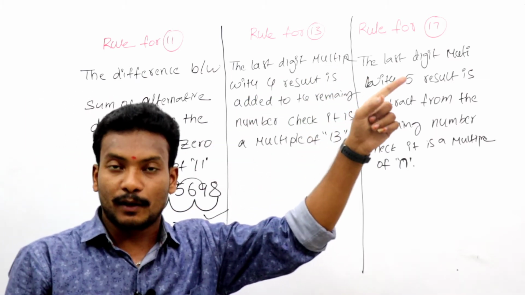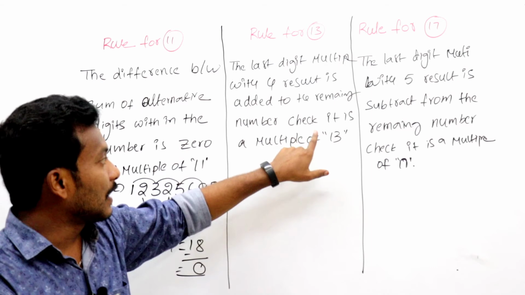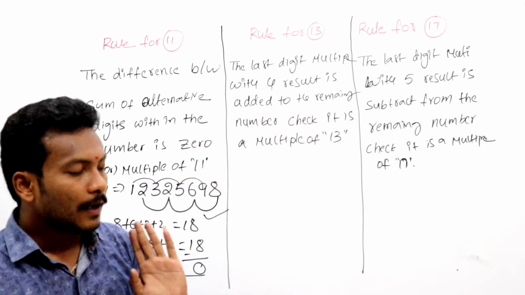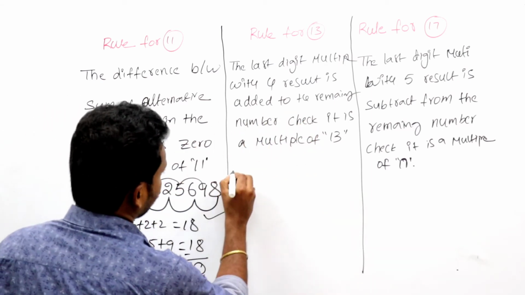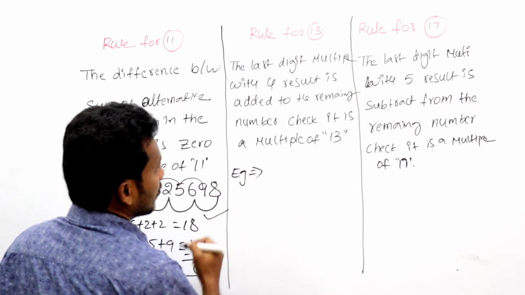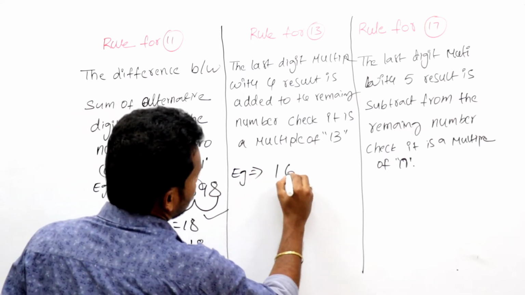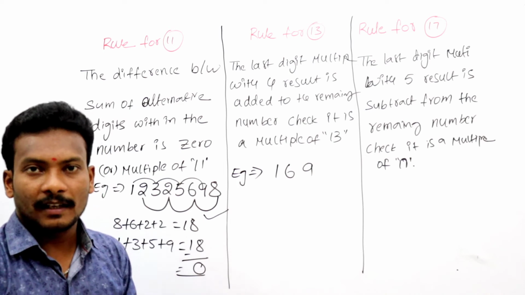Here it is 19 for 2. Here it is 13, that is 4 only. Okay, I will explain with one example. Take any example of 13; I am taking 169.